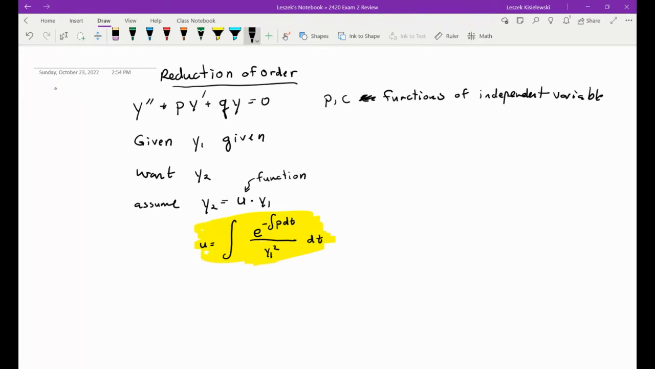So it's important to write this in conventional form so you identify p, the function multiplying y prime, correctly. Right. Let's do an example.